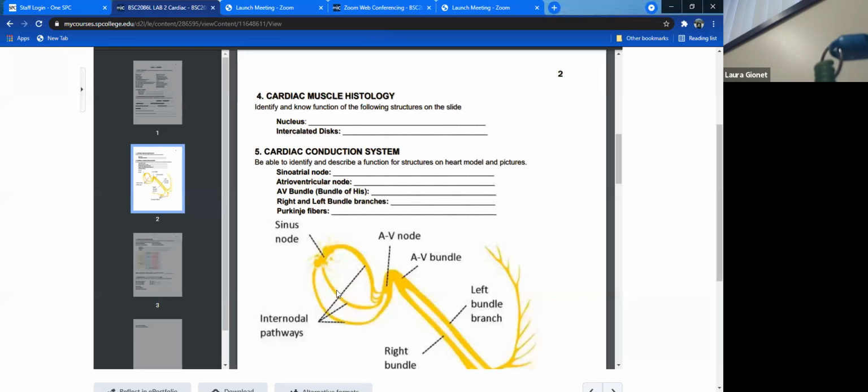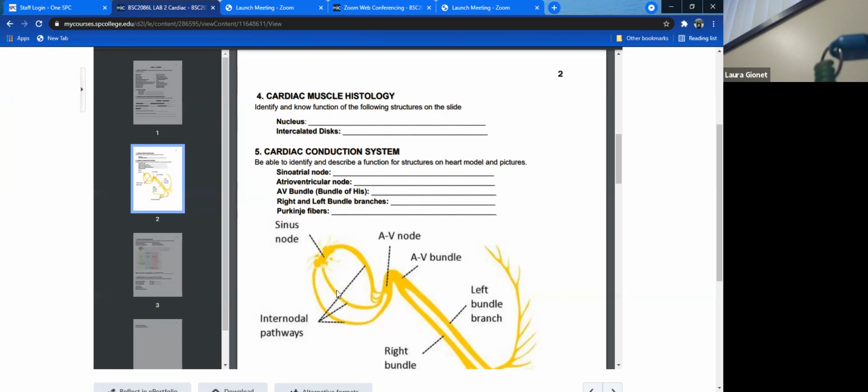But then we have the intercalated discs. And like skeletal muscle, we have striations, so does cardiac muscle. But where you see an extra thick kind of striation, it's called an intercalated disc. It's where one cardiac muscle cell connects to another cardiac muscle cell. So intercalated discs are composed of desmosomes and gap junctions.